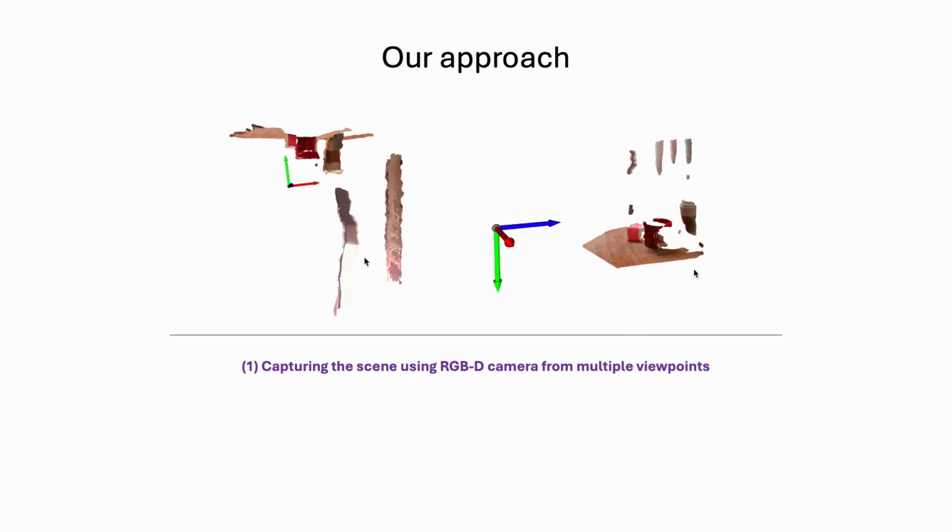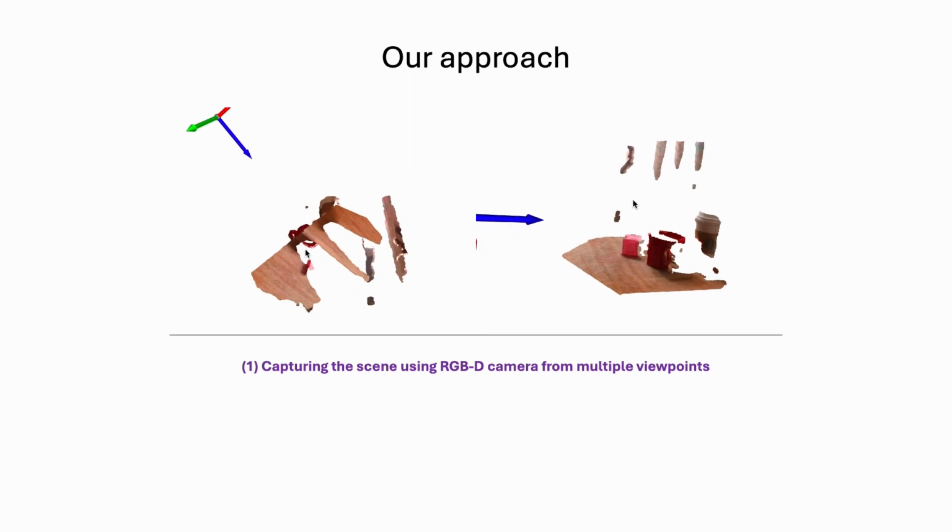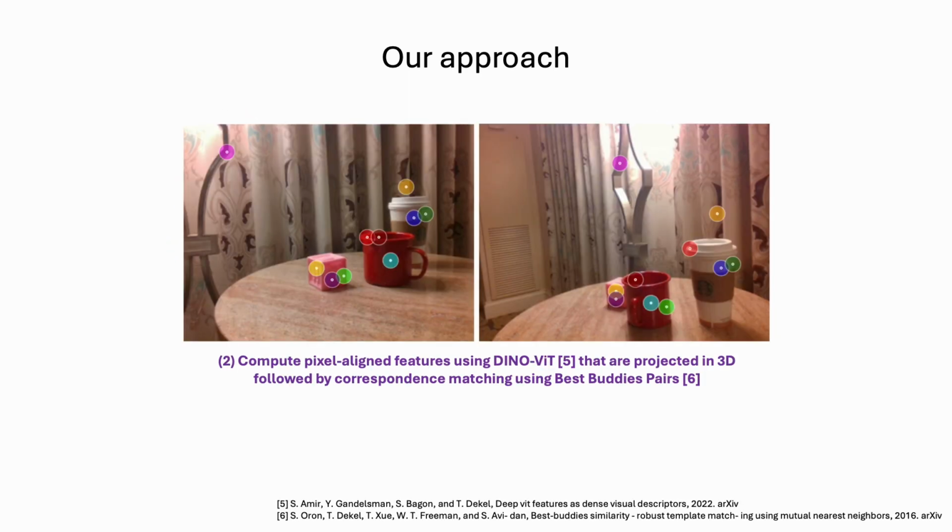We first capture the scene from multiple viewpoints using an RGBD camera. Next, we use DINO ViT, a transformer-based model trained on large-scale 2D data, to find pixel-aligned features that are then projected to 3D. These features are then used to compute correspondences between the viewpoints using best buddies pairs.